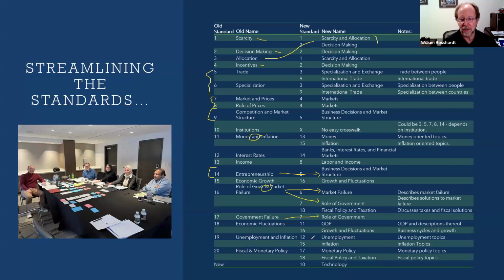One thing I do like is that economic fluctuations we divide into GDP and then growth and fluctuations. And what I like is that we have one standard on GDP, one standard on inflation, and you can see one standard on unemployment, right? So unemployment, inflation were divided into unemployment, inflation, and GDP. And then lastly, the last "and" that we got rid of was making monetary and fiscal policy two different standards. And so this was just a massive reorganization.